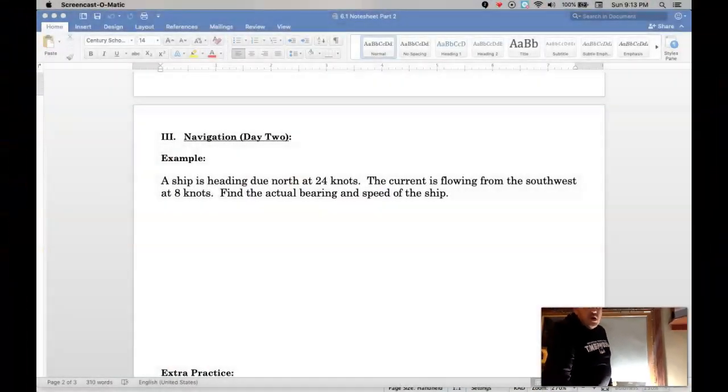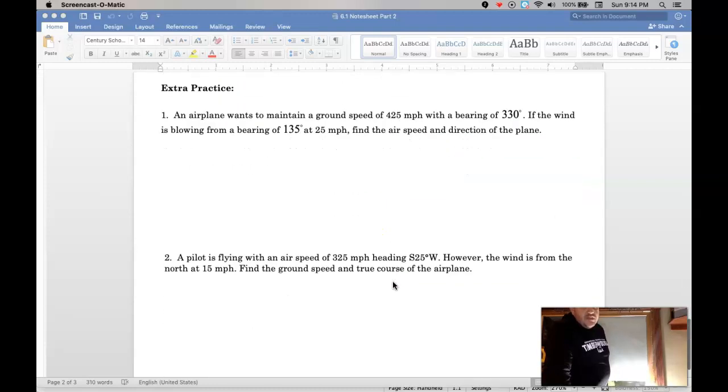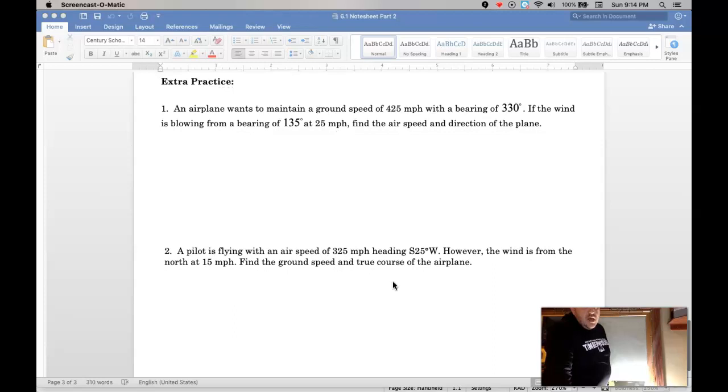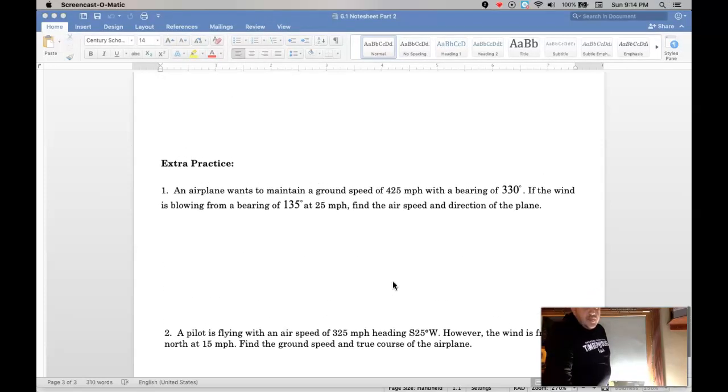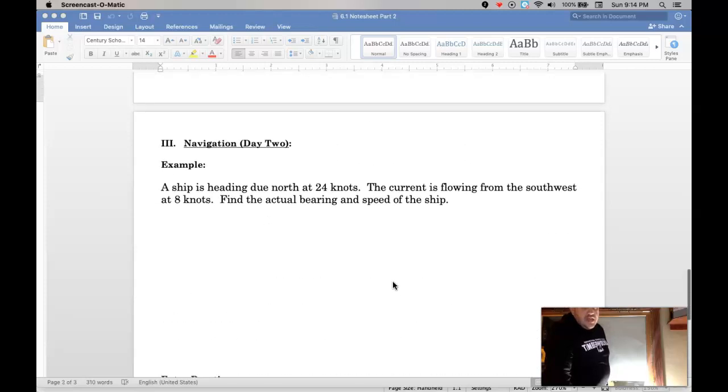So here we go. We are on day 2 of navigation. And so we're going to do this ship example today. And then your homework this evening is going to be these 2 word problems at the bottom of page 3, and we're going to do those. And so here we go.